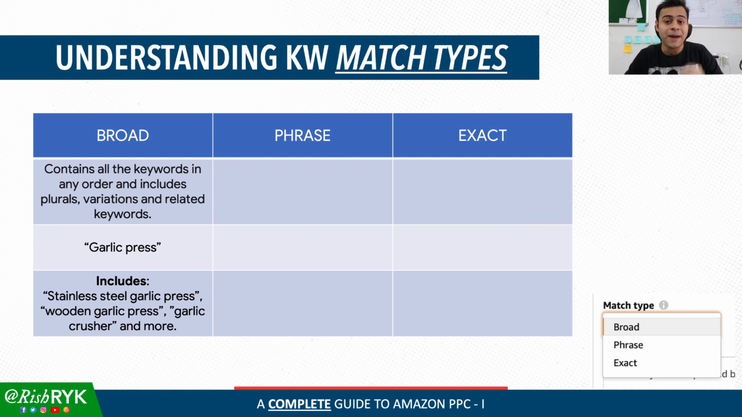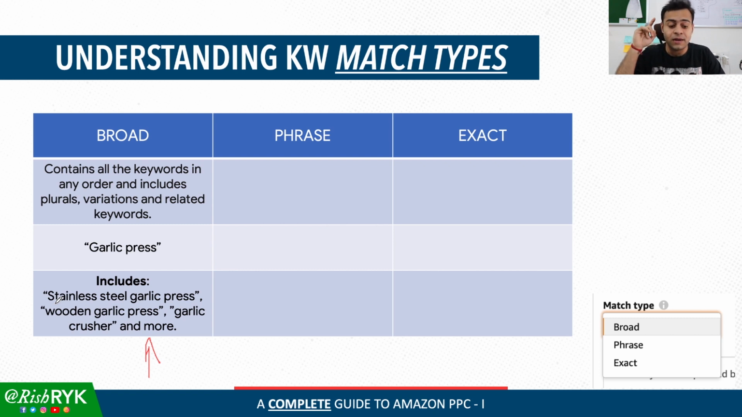All right, so the broad match type would basically match all keywords in any order, including plurals, variations, and related keywords. So for example, let's say you set garlic press as your manual ad keyword, and you decide to keep it as a broad match type. Then all of these example keywords that you see over here will show your ad potentially if your bid is right. Okay, so when a customer searches for stainless steel garlic press, your ad can show up. When a customer searches for wooden garlic press, your ad can still show up.